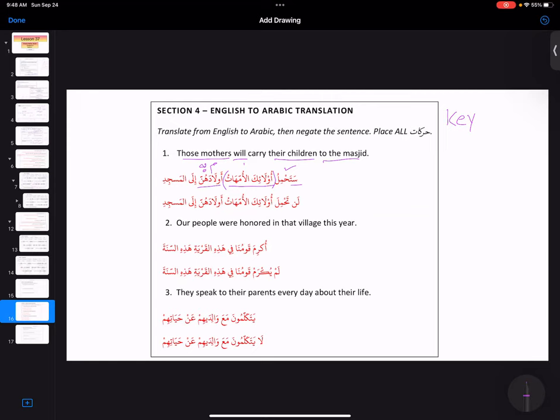So first we have to find out if it's jumla ismiya or fi'liya, and then we start with the fi'l or ism, and then we need to see if we have an outside fa'il, and all that stuff. Since it was saying those mothers, that was ism al-ishara. So the easy way is to read the English sentence and do the labeling in the English sentence first, and then try to translate.